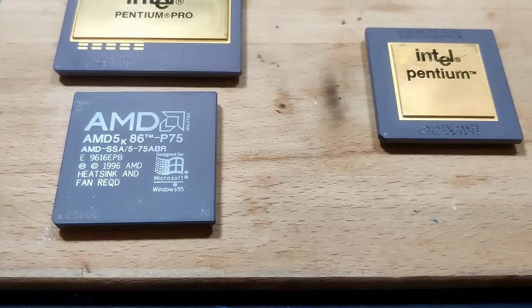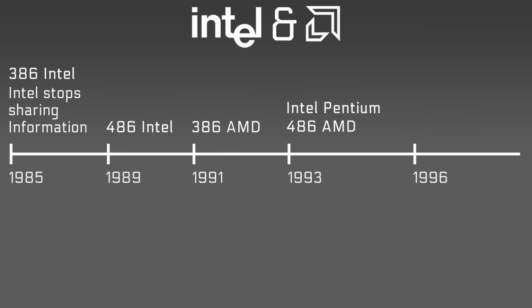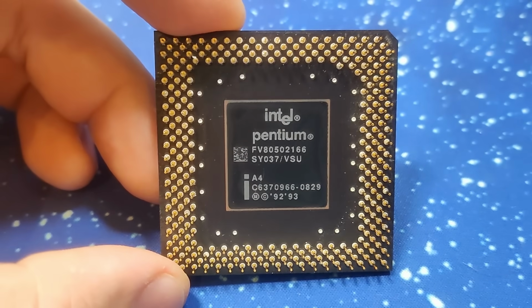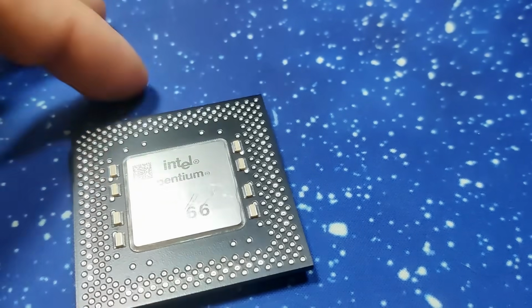And this is another issue. The AMD chip was released in 1996. And at that time, Intel already had the Pentium 166 on the market. So AMD released a 75 MHz version, while Intel was cruising almost at 200 MHz.